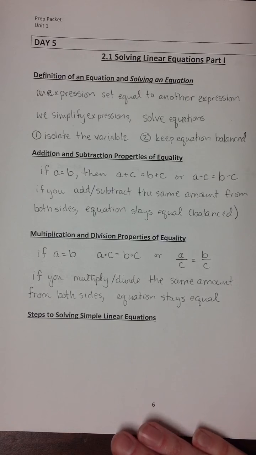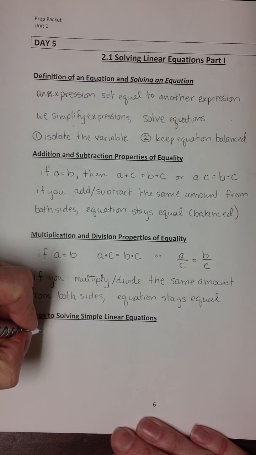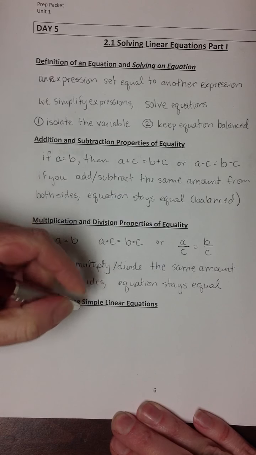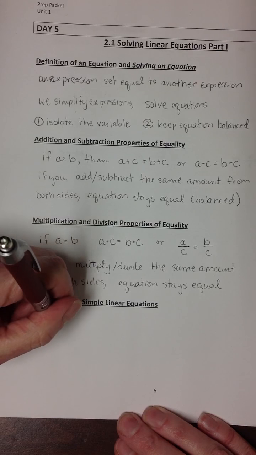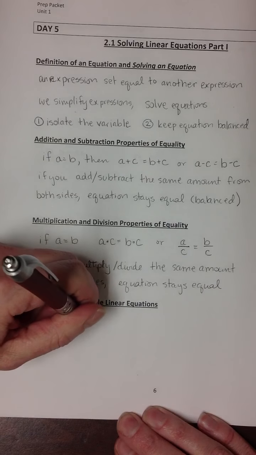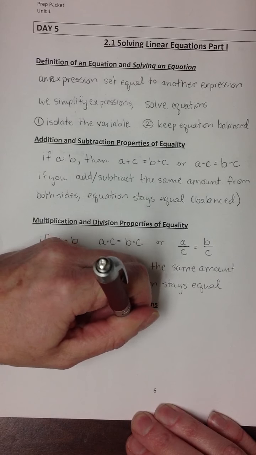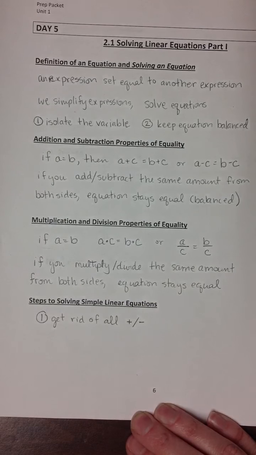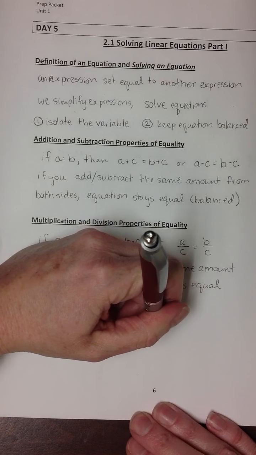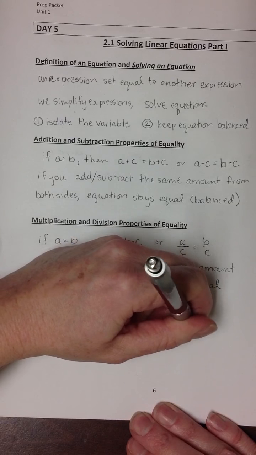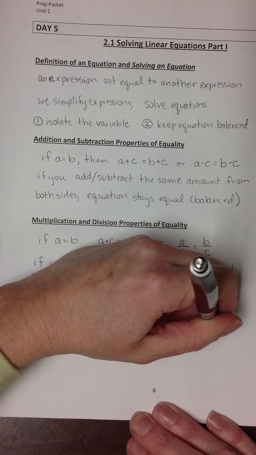So we're going to have a few steps that we're going to look at to solve these simplest equations, the ones that we're going to be starting with today. The first step is to get rid of all numbers that are either being added or subtracted to your variable. And you're going to do that by adding the opposite.